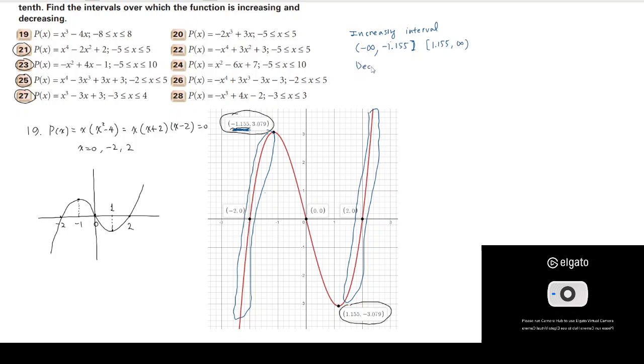Decreasing interval is this one right there. Okay, that's the decreasing portion of the graph. So what's the decreasing interval? It runs from negative 1.155 to positive 1.155. You can use a union symbol if you have two separate intervals here. It just means it's this interval or that interval.